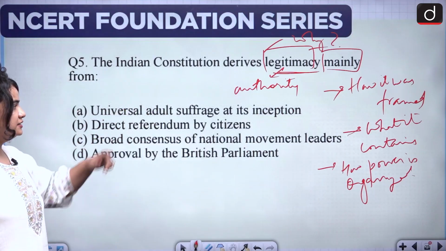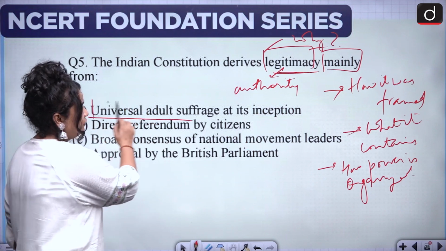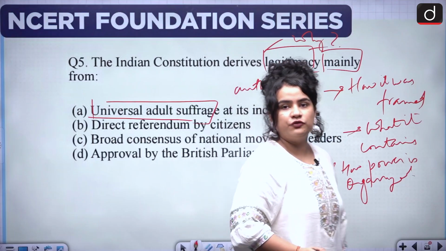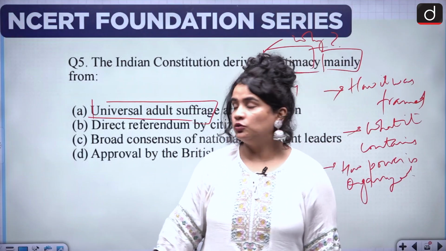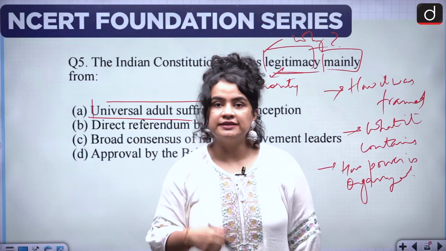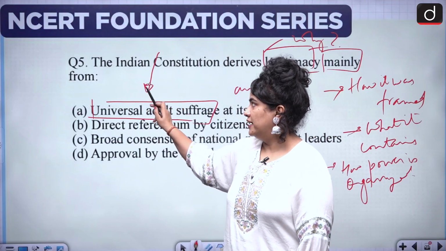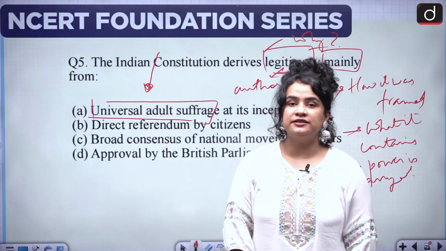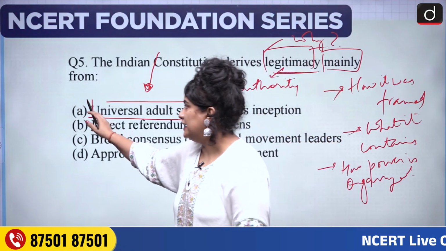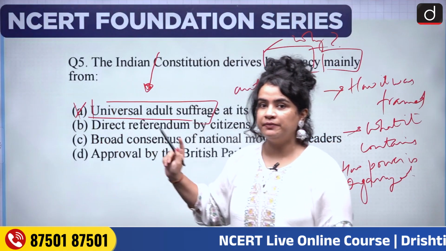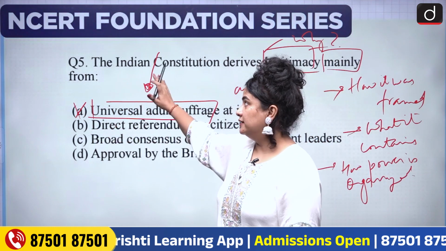A, universal adult suffrage at its inception. Now this again might appear to be a tricky option, because one might feel that universal adult suffrage and the fact that every adult citizen gets the right to vote is what gives the Indian Constitution its legitimacy. But if you think for a moment, you'll realize that it was the Constitution that bestowed universal adult suffrage to the citizens and not the other way around. So you can eliminate this tricky looking option simply by applying your mind for a moment.